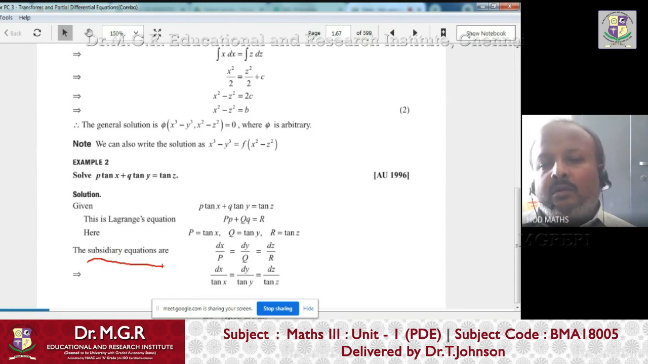Okay. So now I'll explain one more problem also, then you can understand much better. So here also you can see a problem like p tan x plus q tan y equals tan z.